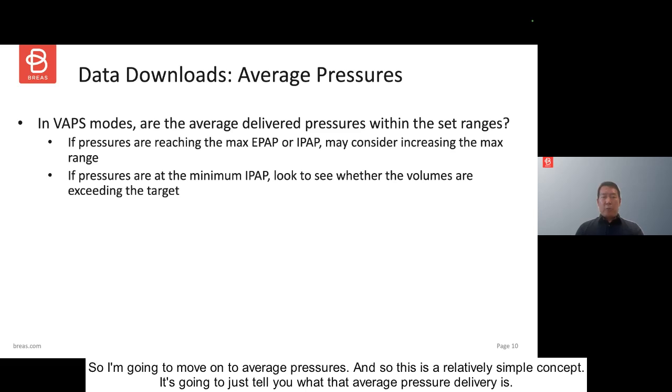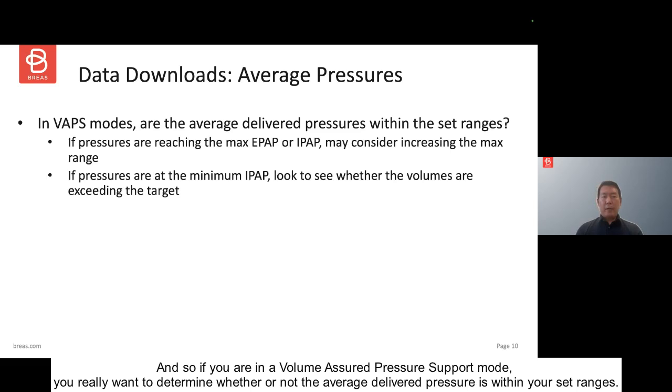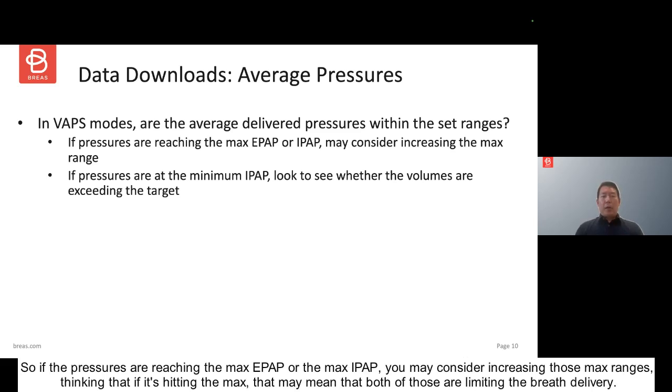So I'm going to move on to average pressures. This is a relatively simple concept. It's going to just tell you what that average pressure delivery is. If you are in a volume assured pressure support mode, you really want to determine whether or not the average delivered pressure is within your set ranges. If the pressures are reaching the max EPAP or the max IPAP, you may consider increasing those max ranges, thinking that if it's hitting the max, that may mean that both of those are limiting the breath delivery.